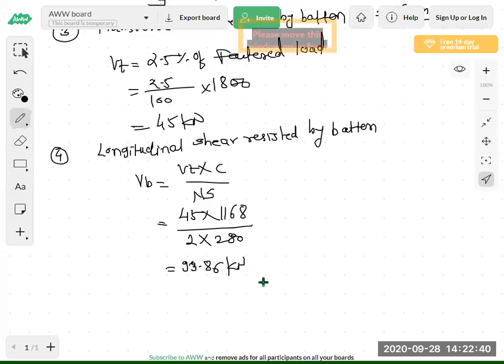93.86. Okay, so this is the longitudinal shear. It means actually vertical load is more coming on the column than the horizontal load. So horizontal is the transverse load and longitudinal is the vertical load. So here along the length, load is coming more on the column. So that is 93. So that's why the batten carries the 93 kilonewton load, the load coming on the batten.